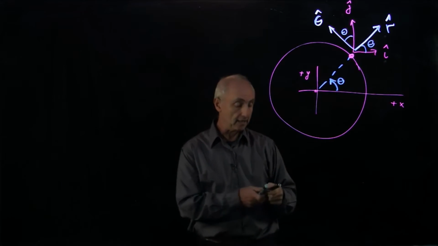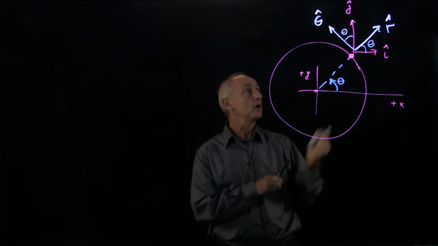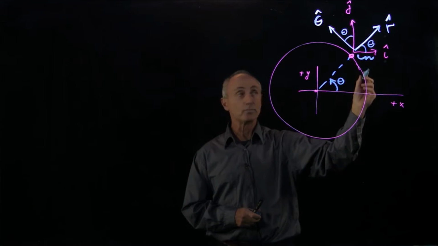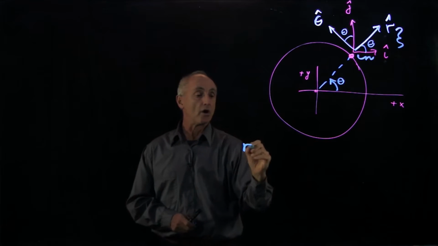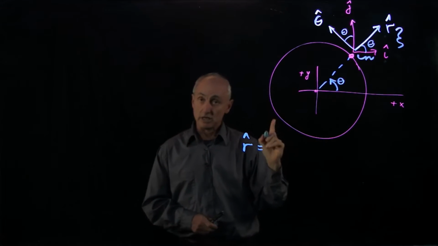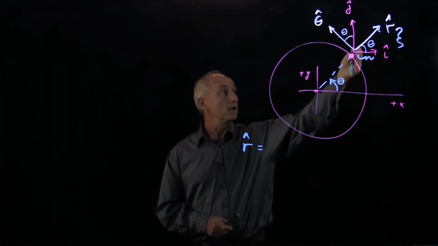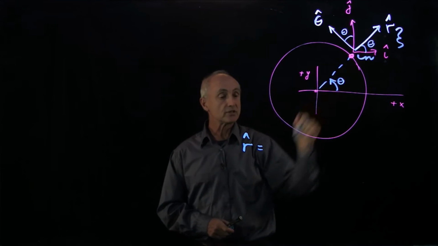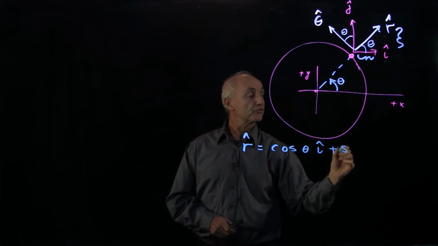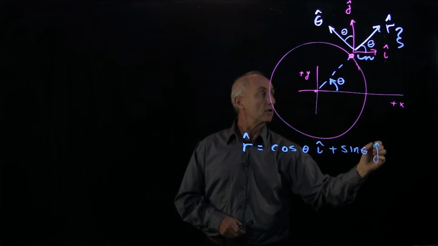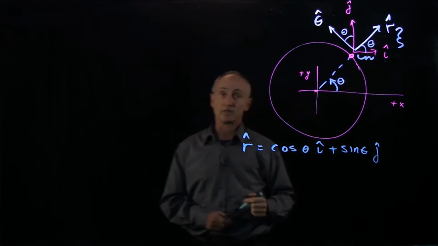Let's begin with r hat. As you can see in the diagram, r hat has a horizontal component and a vertical component. So what we have is r hat. It's a unit vector, so its length is 1. Its horizontal component is adjacent to the angle, so that's cosine theta i hat plus sine theta j hat. The vertical component is opposite the angle.